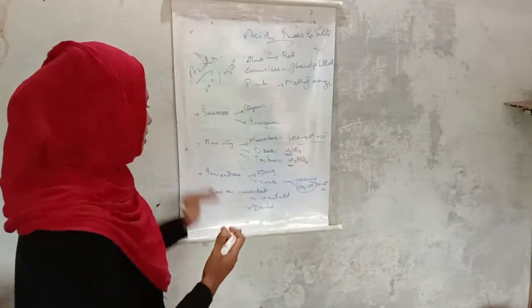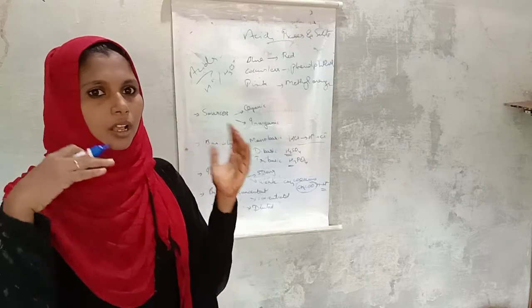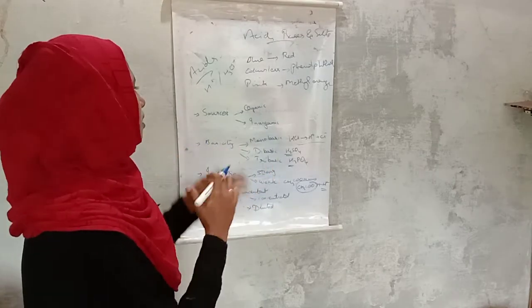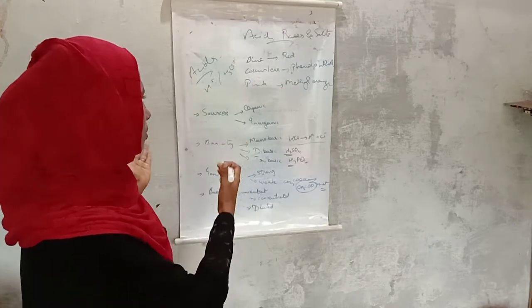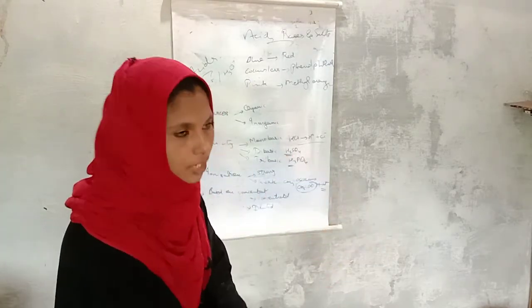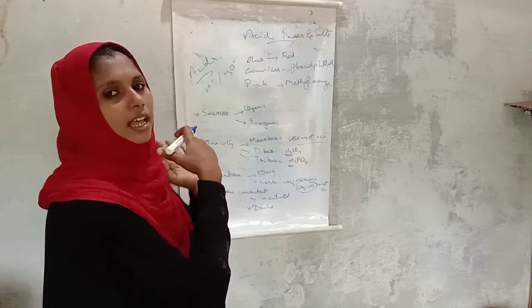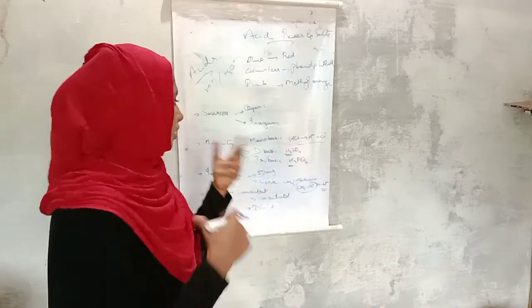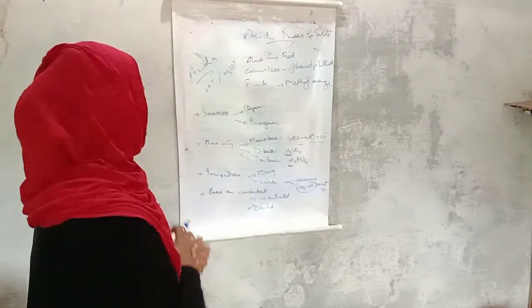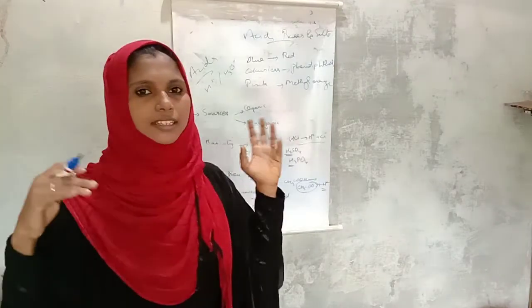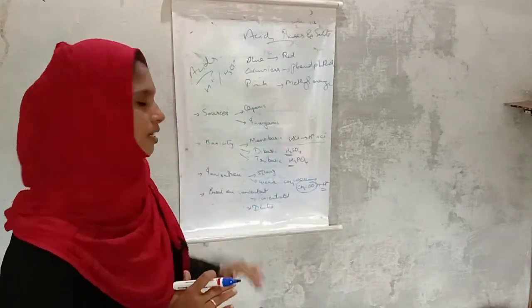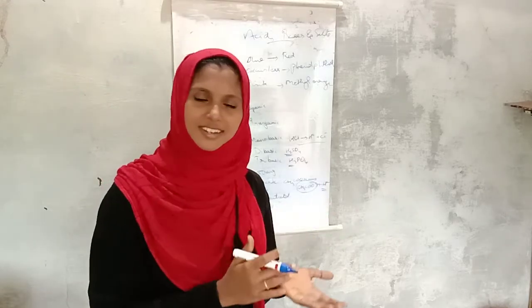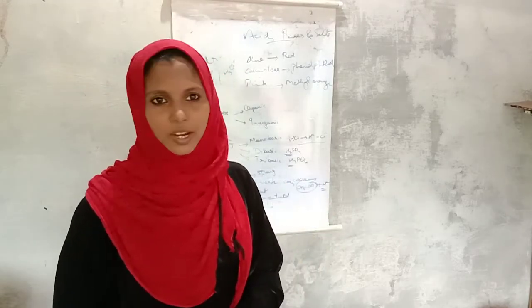Now, the classification of acids according to the 4 classifications. We gave some ideas about acids according to source: we divide acids into organic and inorganic. According to basicity, we classify into monobasic, dibasic and tribasic acids. According to ionization, we classify acids into strong acid and weak acid. Then according to concentration, we classify acids into concentrated and diluted. This is all about our today's class.